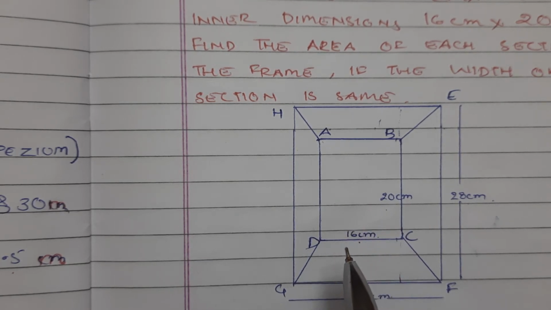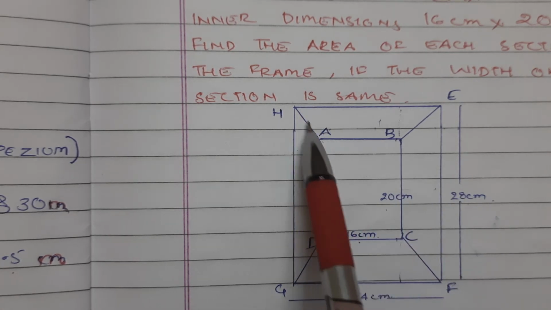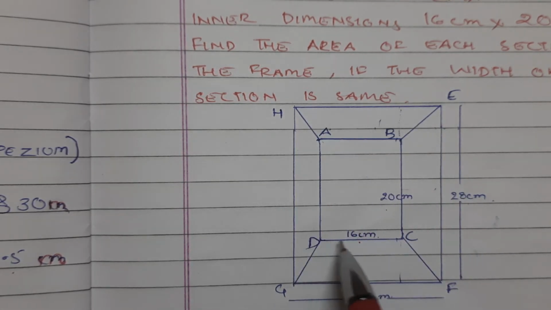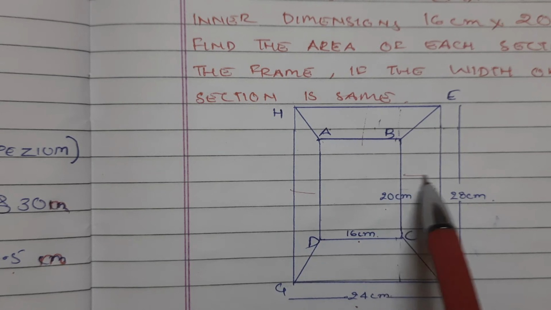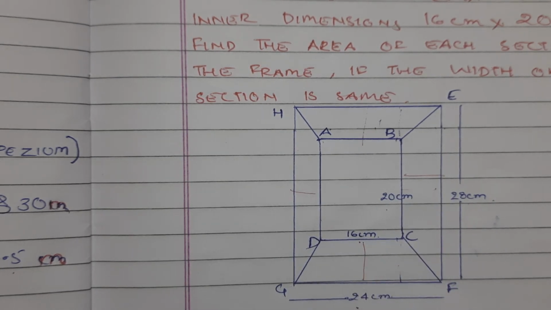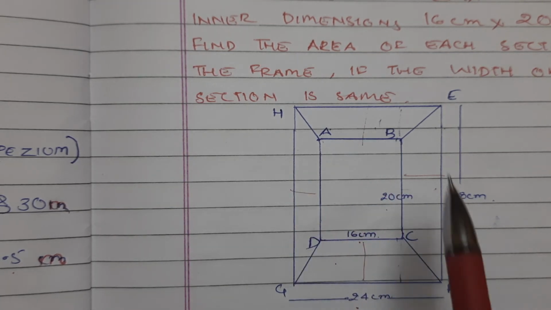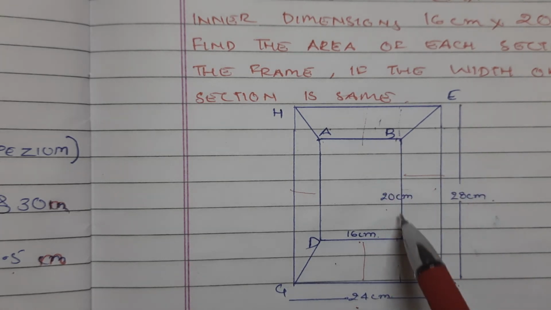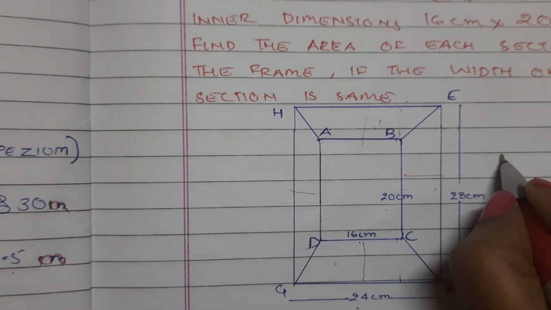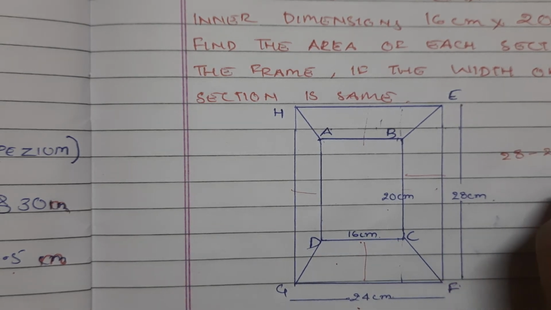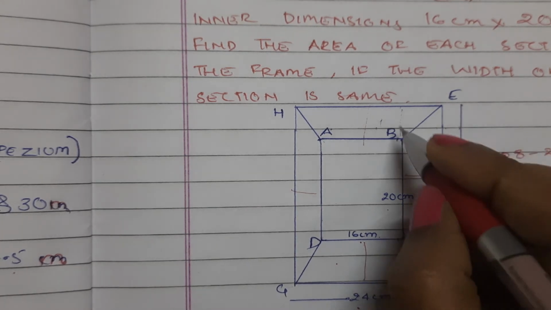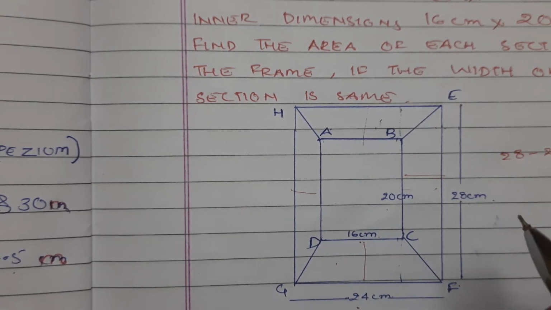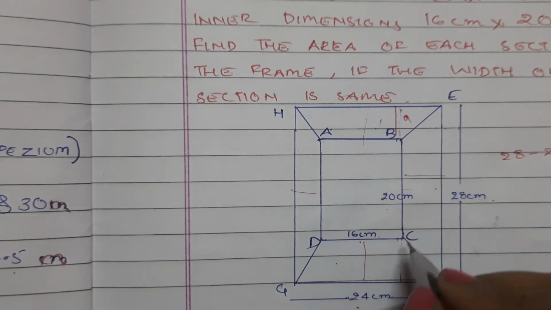And it is also given that the width of each section is the same. You can see here that this frame portion is divided into 4 sections, and the width of each section is the same as given in the question. Now, each section is looking like a trapezium. Firstly, see this outer dimension is 28 centimeter and inner is 20 centimeter. So 28 minus 20 is 8 centimeter. There is a difference of 8 centimeter and the width of each side is equal.